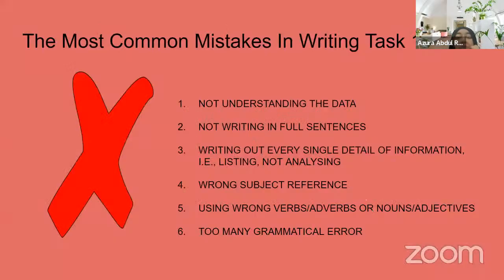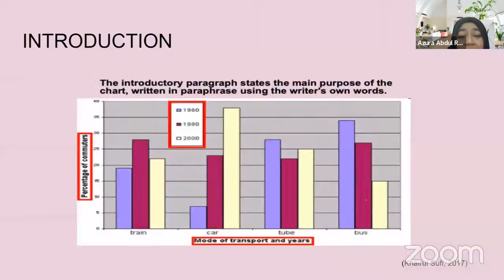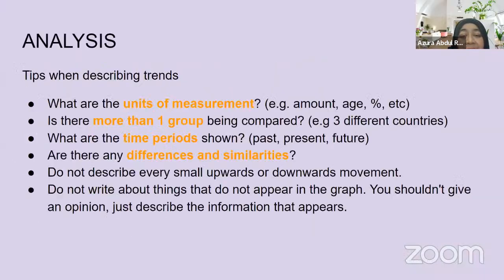Okay, now what are the most common mistakes made by students in writing task 1? Number 1 is you do not understand the data. What is it that we want you to talk about? Number 2 is you do not write in full sentences. Number 3, you're listing down everything. So if we take this again as an example, you talk about train, car, tube, bus. No, don't do that. It's only going to be 150 words, so you have to just take 2, group them together and talk about it, discuss it, analyze it.